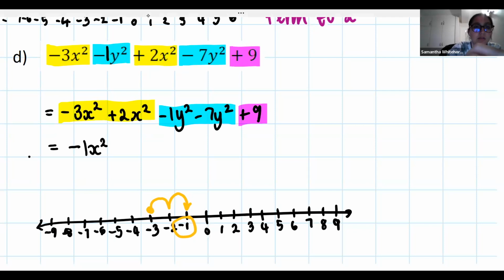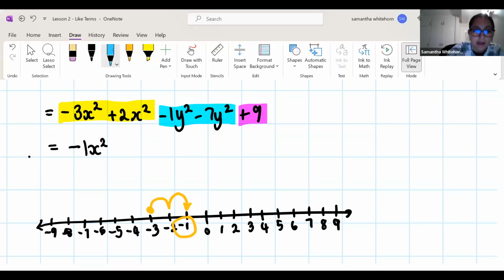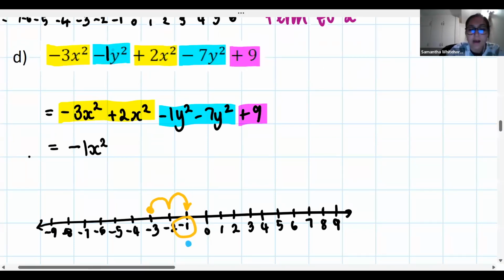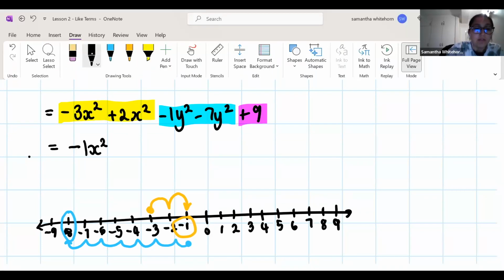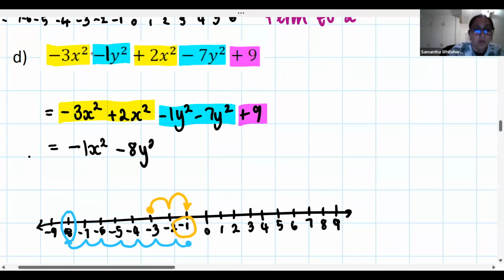If I then go to my y squared terms, here I am at negative 1y squared, and I want to subtract 7. So now I need to move down my number line. 1, 2, 3, 4, 5, 6, 7. And I land up at negative 8. So this simplifies to minus 8y squared.